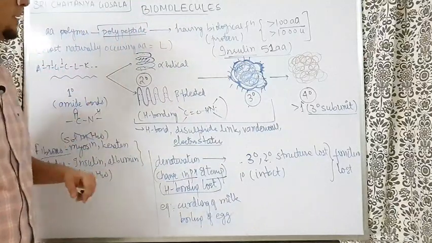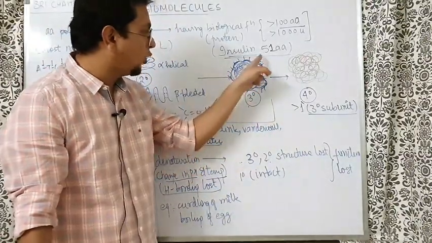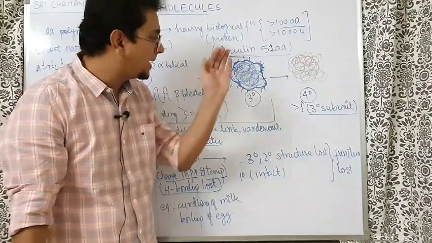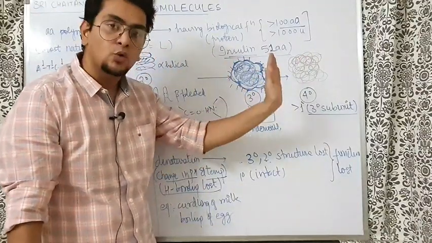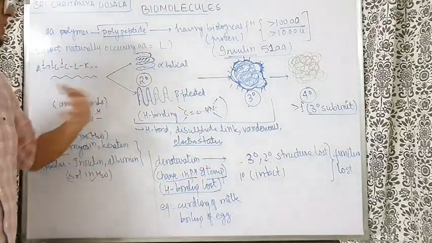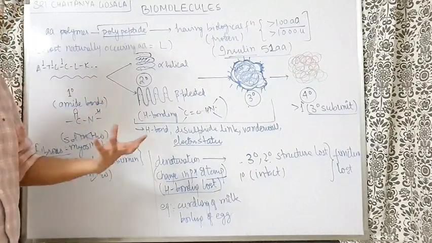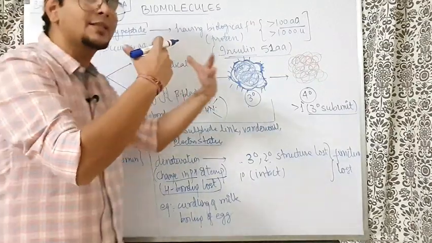Why, sir? Why not secondary? Because the function depends upon which groups are projected outwards. The function will depend upon which amino acids are projected outwards. Understood? So secondary and primary structure do not have much role in deciding the function of the protein, because the function of a protein depends upon the amino acids which are going to interact with the surroundings.